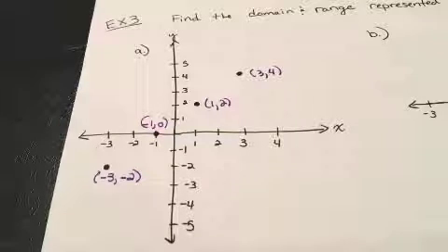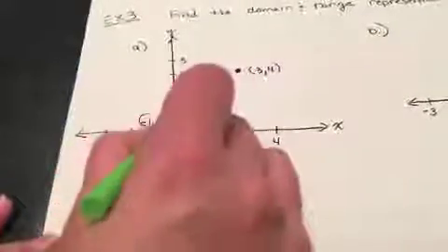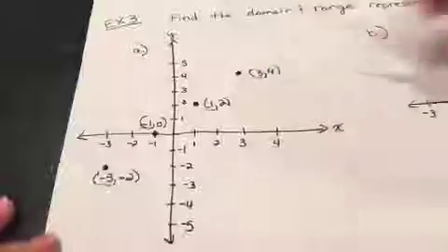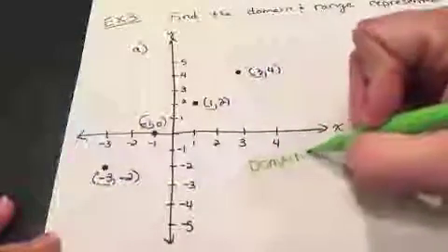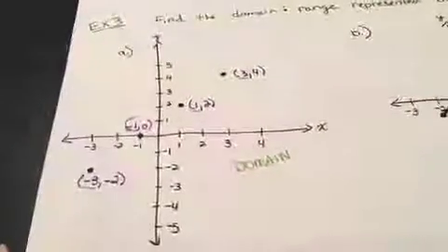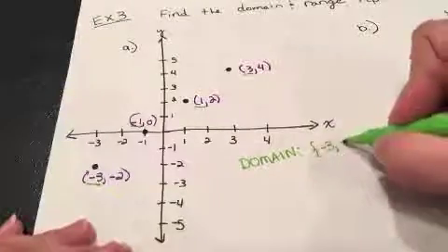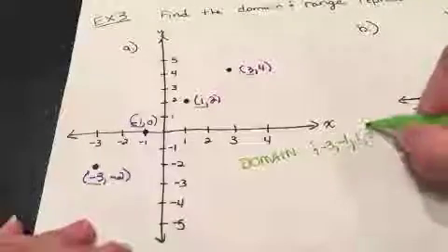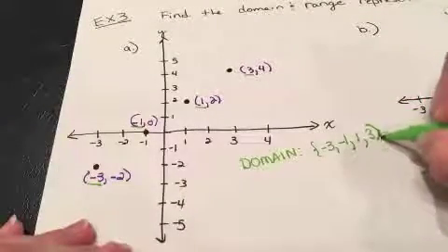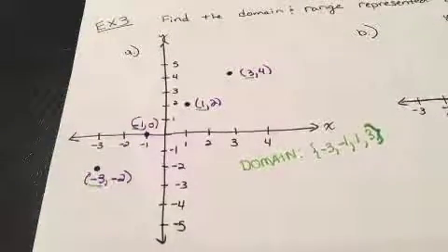So if I want to talk about the domain, it represents all of my X values. So if I just look at those, when I write them down here, I'm going to say domain. And the domain is listed by -3, -1, 1, and 3. Sorry, grab my squiggly line. So these are just little brackets to show the set.